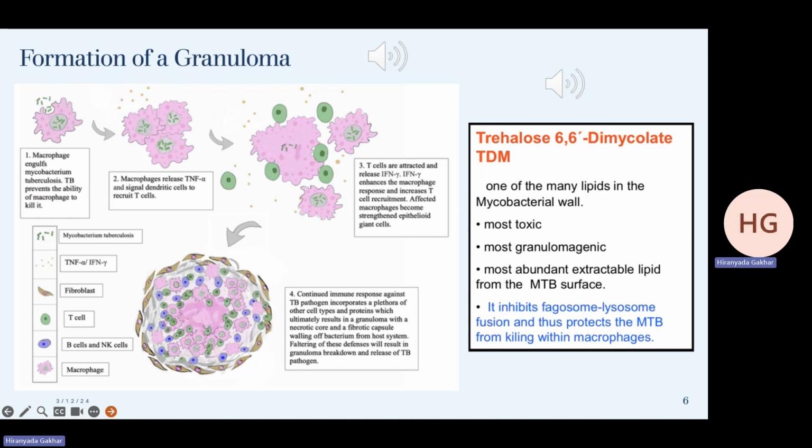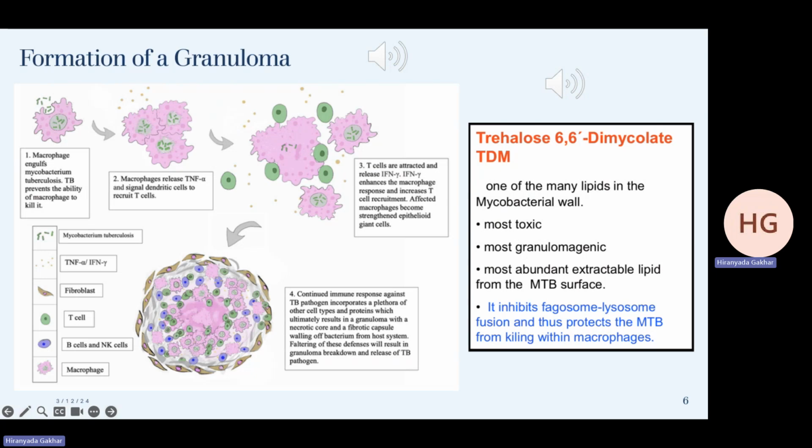On this particular slide, we'll be focusing on the formation of a granuloma. If you focus on this diagram, you can see that the pink colored cell is a macrophage. The macrophage engulfs the mycobacterium and prevents it from spreading. This process is done because of endocytosis. Following this, the macrophages release the tumor necrosis factor and signal the dendritic cells to recruit T cells.